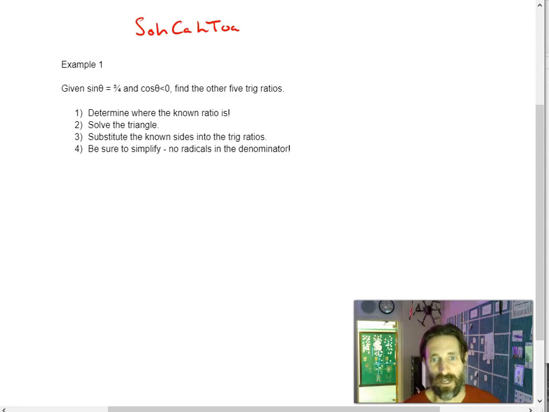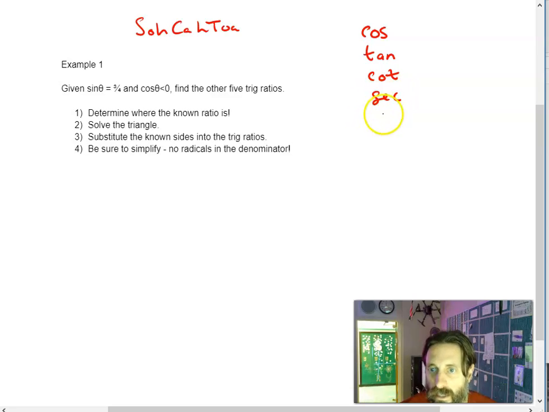Let's go through an example here. Given that sine theta equals 3/4 and cosine theta is less than 0, find the other 5 trig ratios. Let me just write the other 5 trig ratios down right away just so we make sure we come back to them. That would be cosine, we've got tangent, cotangent, secant, and cosecant. And so we're not going to be done until we write all these out.